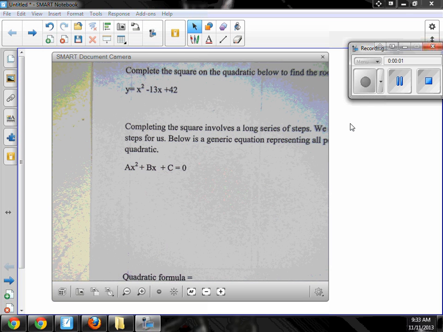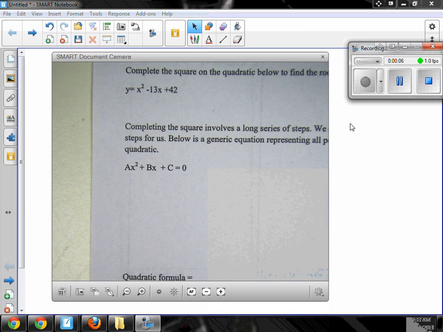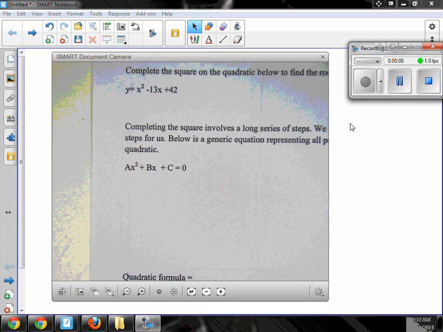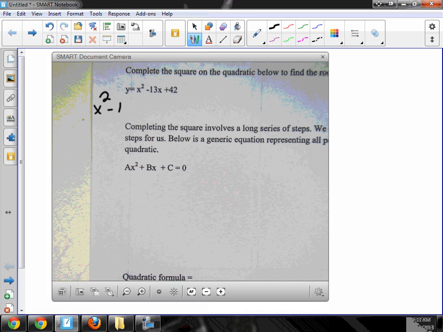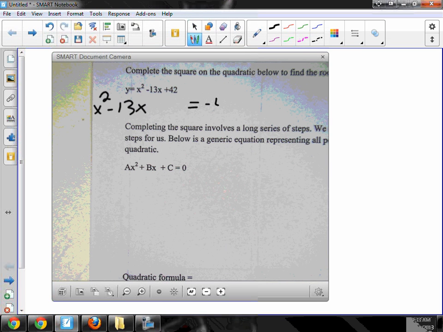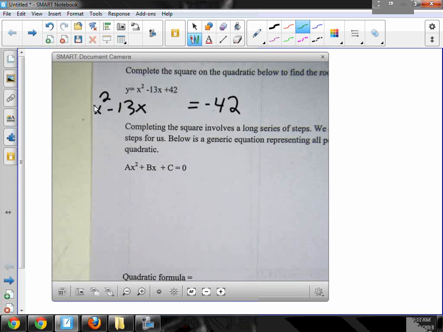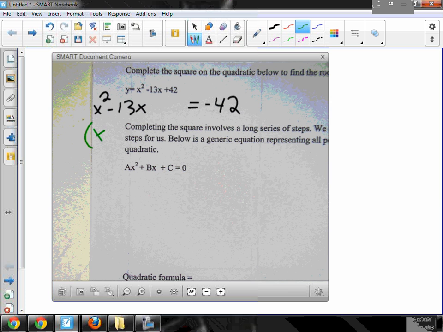The first step when you complete the square is moving the constant to the other side. So x squared minus 13x equals negative 42. Now we have to create the factor, and remember that the factor is half of the middle term. So x minus, what's half of 13? 13 over 2. And we prefer the fraction. The decimal kind of works, but it makes the answer more messy in the end. So minus 13 over 2.